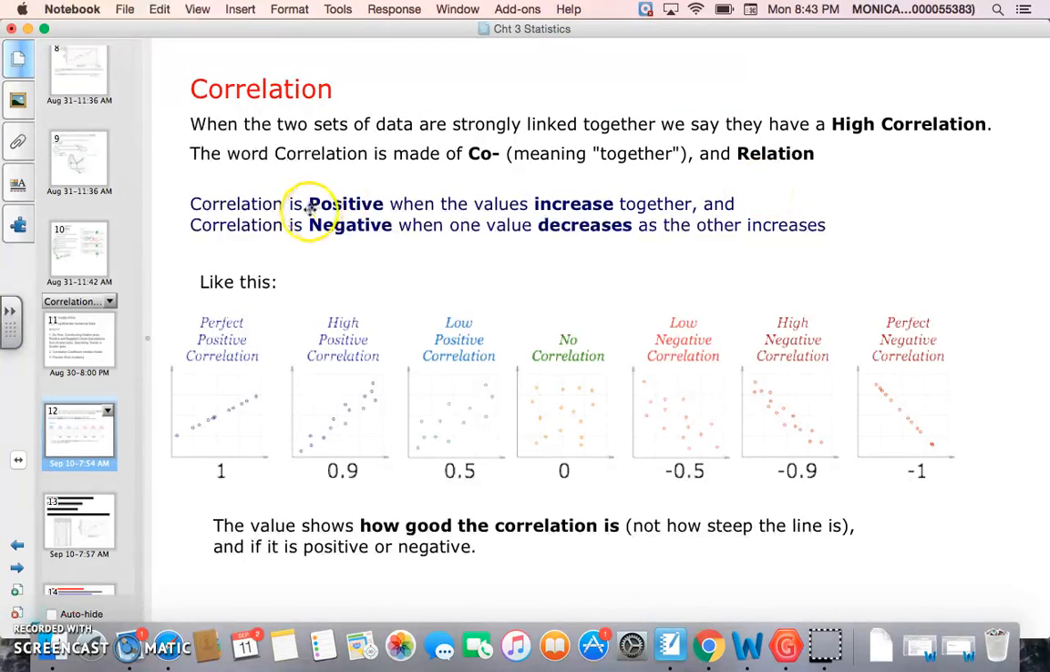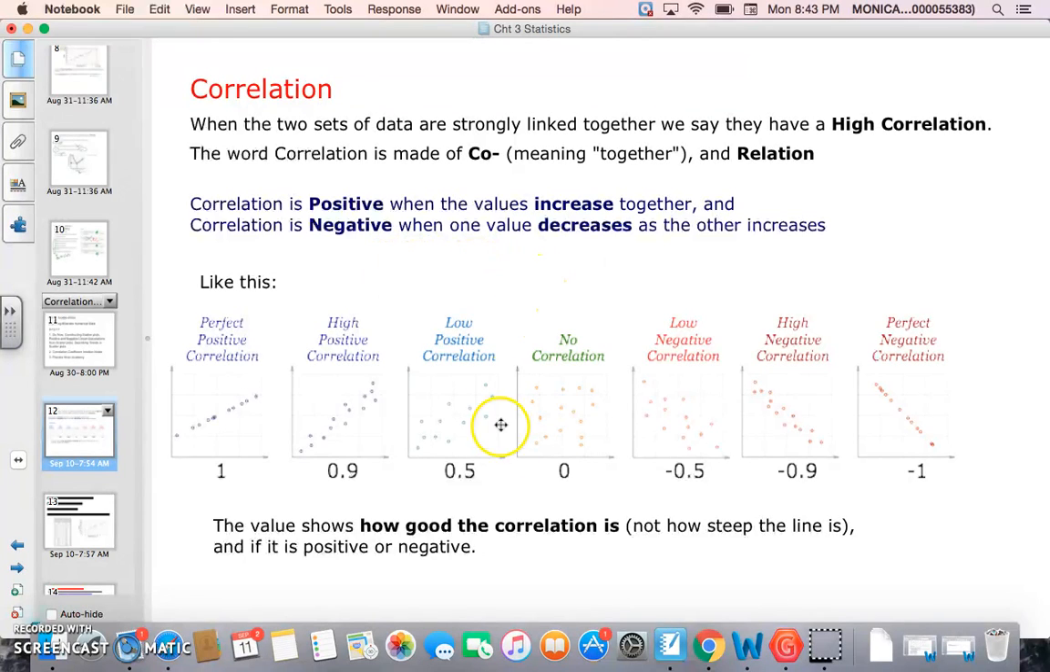And so a correlation is positive when the values increase together. So as x increases, y increases as well. And the correlation is negative when one value decreases as the other value increases. And it looks like this.